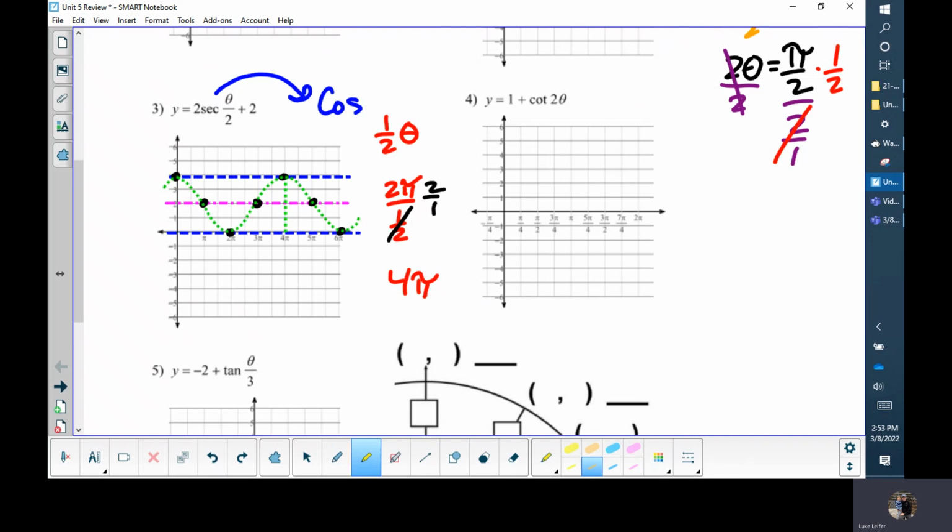Okay, these center points are super important. That's important, that's important, that's important. Everywhere I see those center lines, I make vertical asymptotes. So vertical asymptote there, there, and there. And then it's all about flipping the U's here.